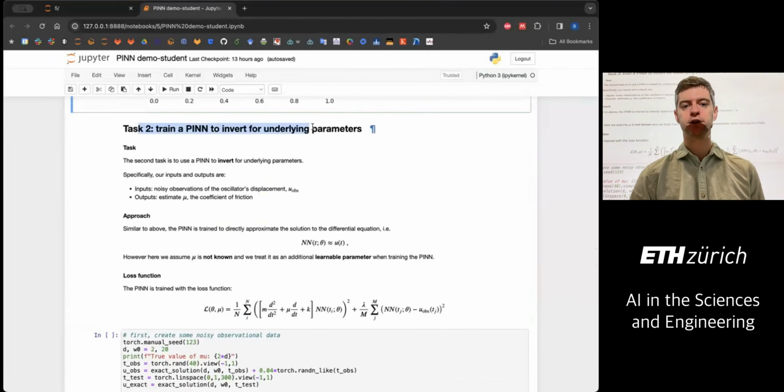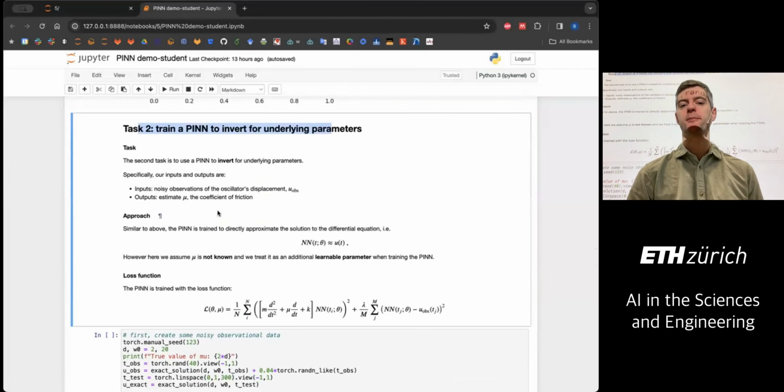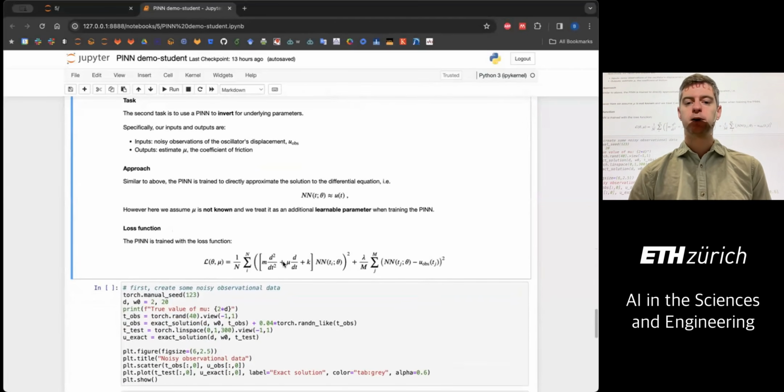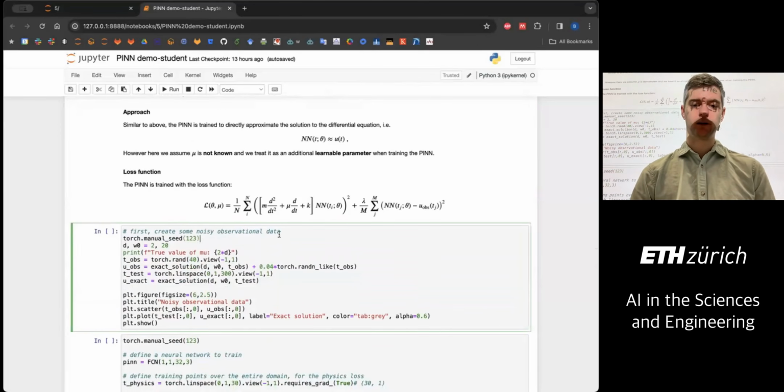So this is our second task. We're going to use the PINN to invert for the underlying parameters. So we have this loss function where we don't have the boundary loss anymore. We still have the physics loss. And now we have this extra loss where we're matching the network's output to some observed values. So I need to first create some noisy observational data that we can use in this data loss.